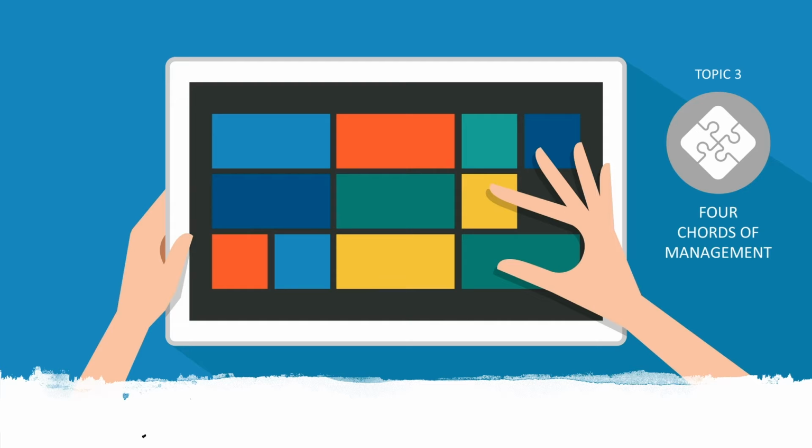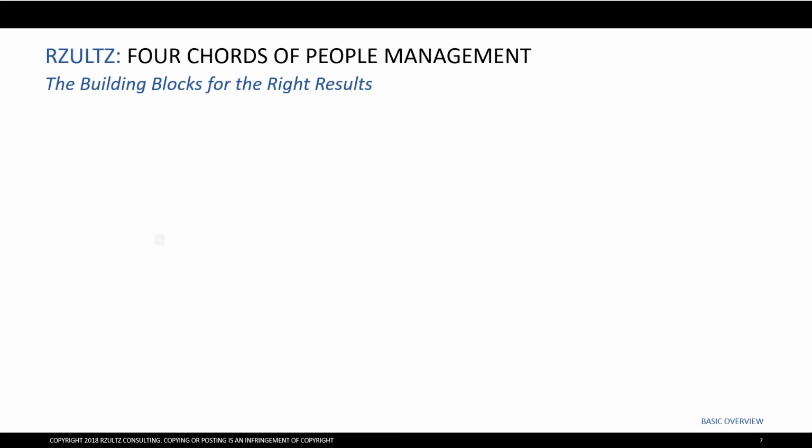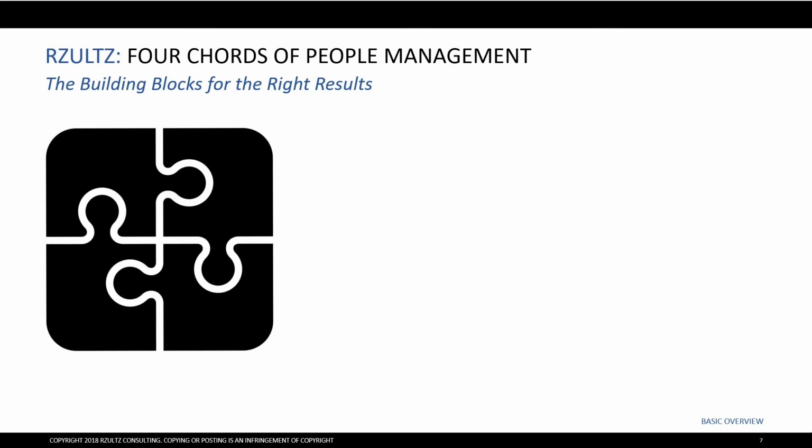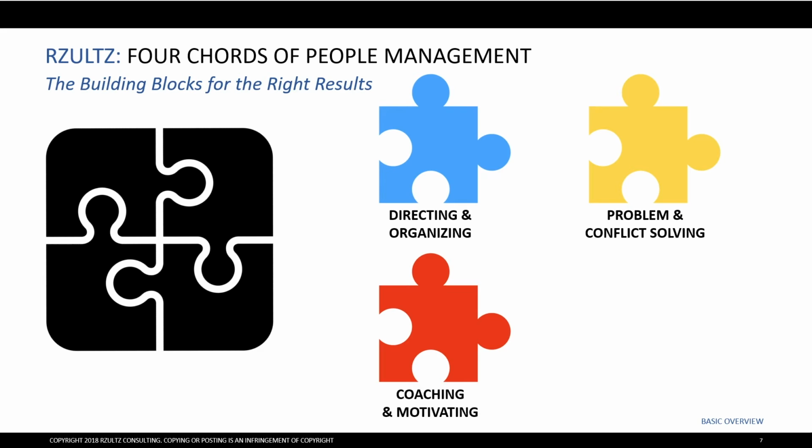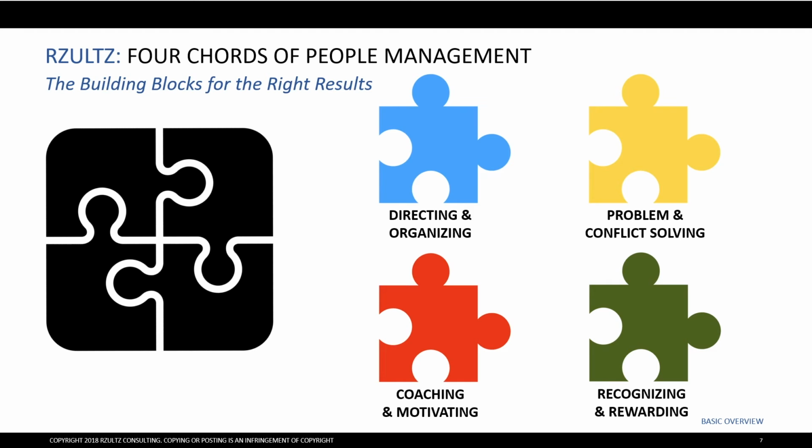Let's explore this further. Being an effective results-focused people manager requires you to master the following management and leadership skill sets. Simply put, they are directing and organizing, which of course includes hiring, planning, and aligning people, problem-solving and conflict management, coaching, motivating, and providing regular, valuable feedback. And finally, recognizing and rewarding the contributions your team members make.